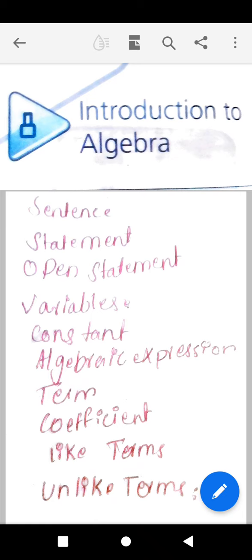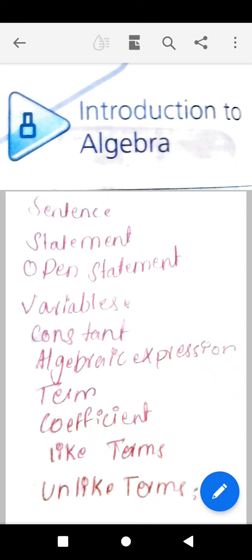For example, 2xy. Here x and y are the variables, and before the variables a numeral is present, that is 2. So we can say that 2 is the coefficient of xy, because 2 is coming before the variables. The definition says that if a numeral or symbol comes before the variables, it is called the coefficient.